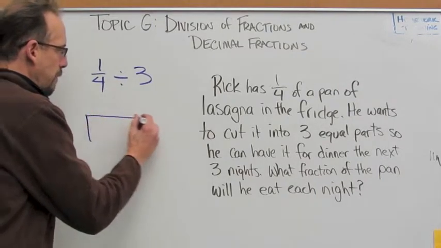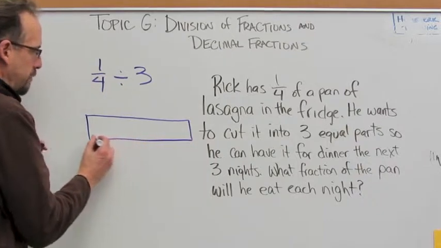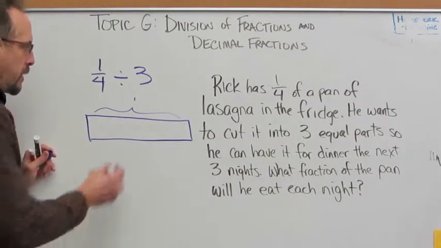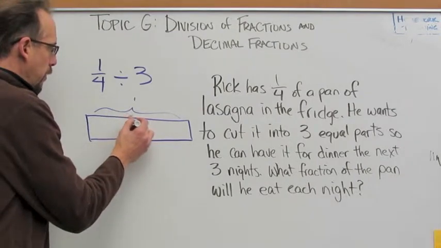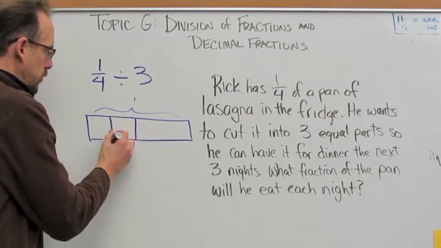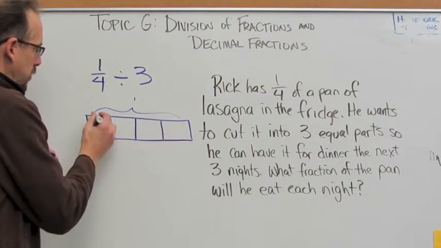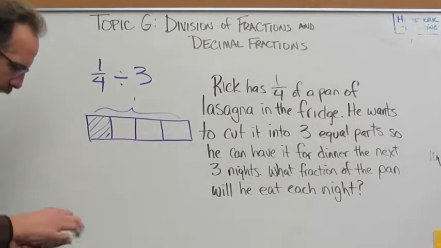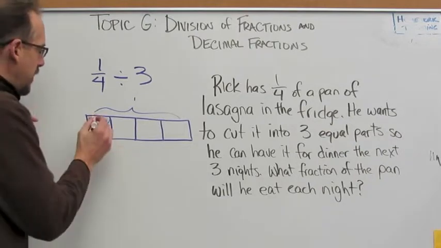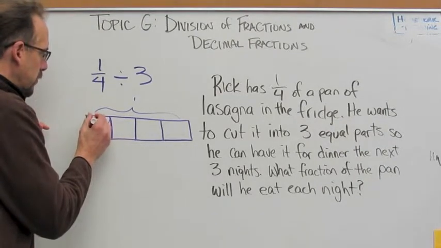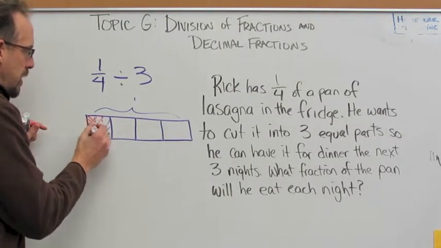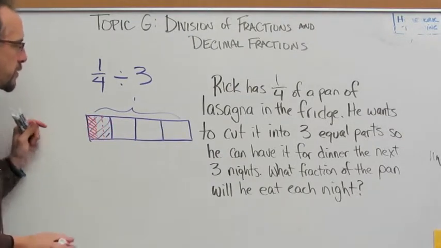So I'm again going to model it with my tape diagram. This time, of course, this has to be equal to 1. And I'm going to divide it up into 4 equal parts. Shade that one part to represent 1/4. And now I need that 1/4 divided into 3 parts. And I'm going to shade that one of those 3 parts.